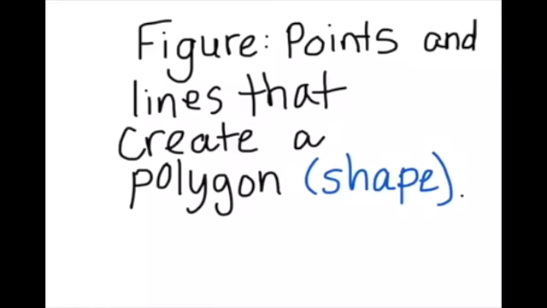Our vocabulary word for today is the word figure, and a figure is made up of points and lines that create a polygon. And so a polygon is another word for shape. So we are going to be working with lots of figures this year, and you will see that all of them have special attributes, which is our next word, that make them the shape that they are.